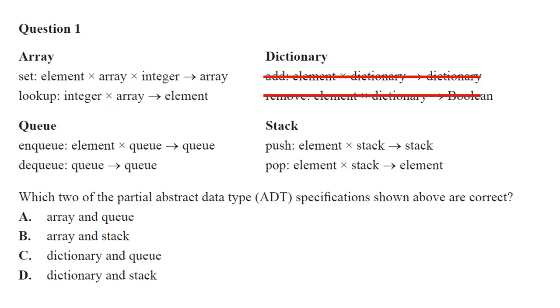Now let's look at the stack. Hopefully we can find something wrong with that. The push method, when we push an element onto the stack, it gives us the new stack, so that's okay. However, when we pop, and I've mentioned this before, I feel like I'm going to mention this a lot, it does not give you the element, it just gives you the stack with the thing removed. Same with a queue. So our answer was A.